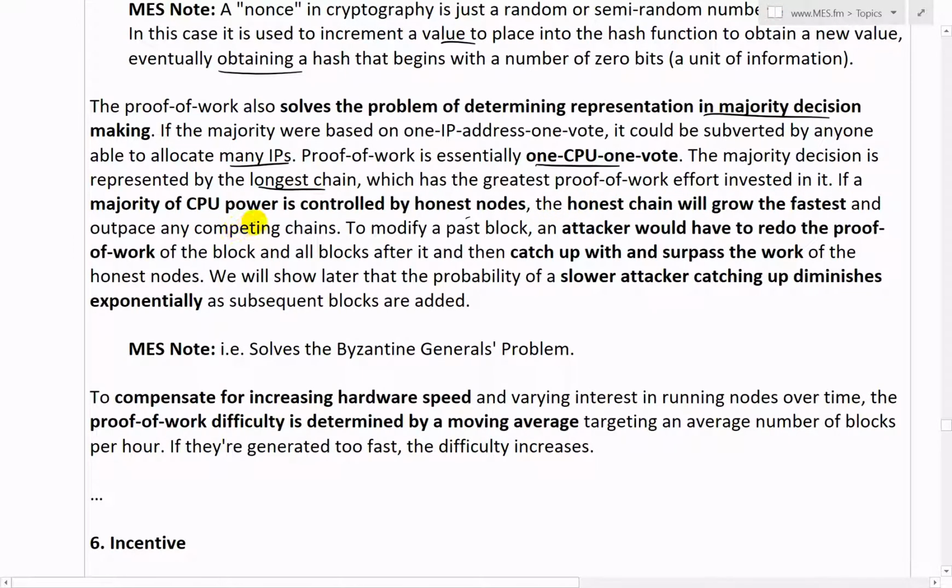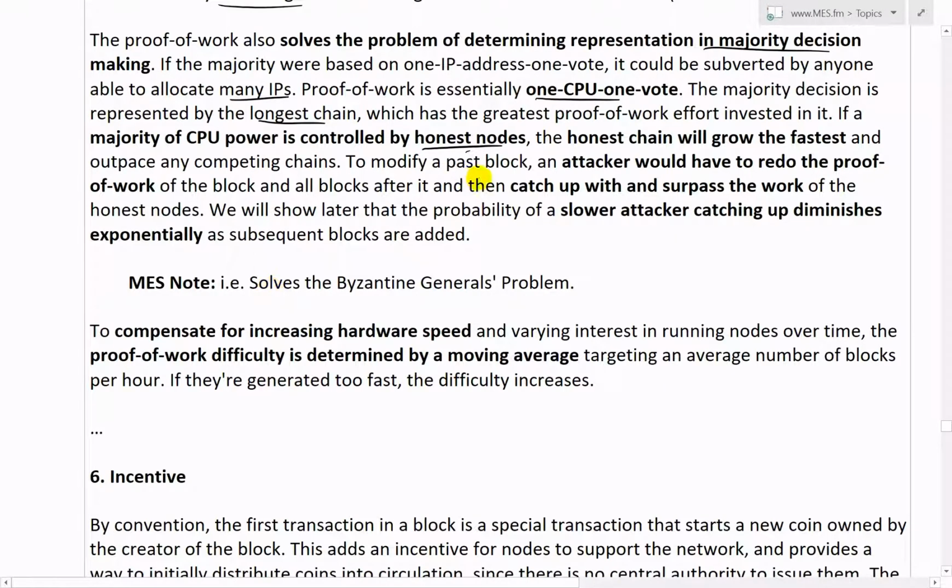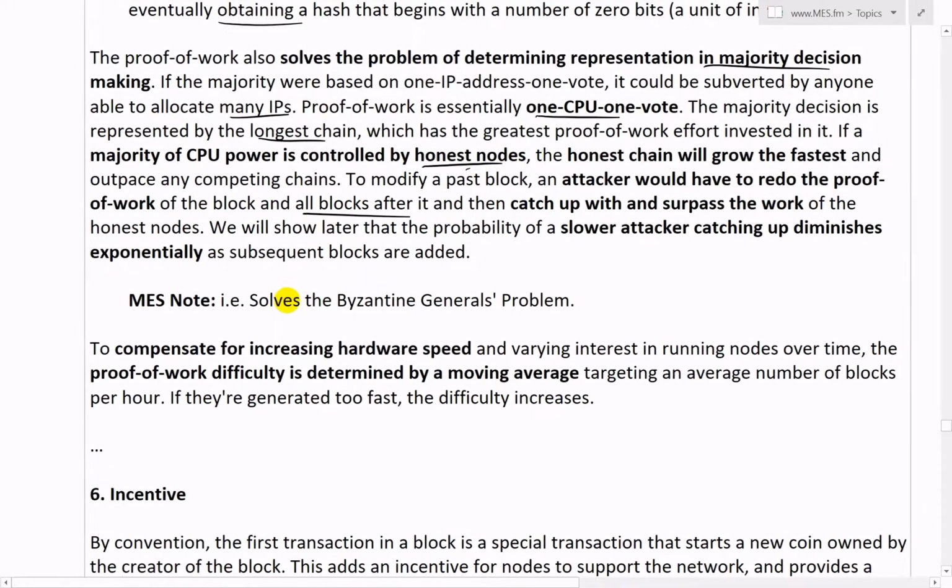If a majority of CPU power is controlled by honest nodes, the honest chain will grow the fastest and outpace any competing chains. To modify a past block, an attacker would have to redo the proof of work of the block and all blocks after it, and then catch up and surpass the work of the honest nodes, because it's always majority decisions. So you've got to take over the full blockchain, and then you can finally run the show.